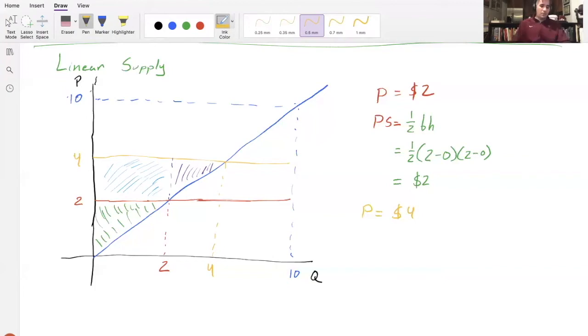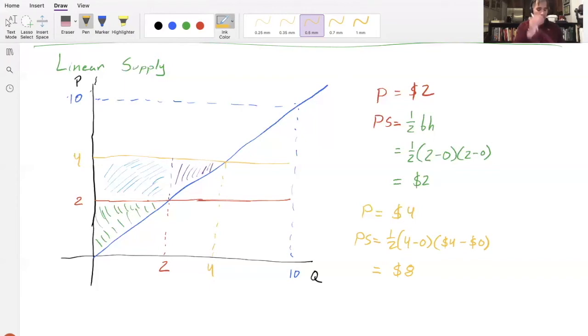Okay, so producer surplus here is just going to be the area of this triangle that encompasses all the different shaded regions. And so our base is just going to go from 0 quantity to 4 quantity, and our height is going to go from $0 to $4. And here, our producer surplus is just equal to $8. So we had a doubling of price, and yet we had a quadrupling of producer surplus. It was kind of interesting.